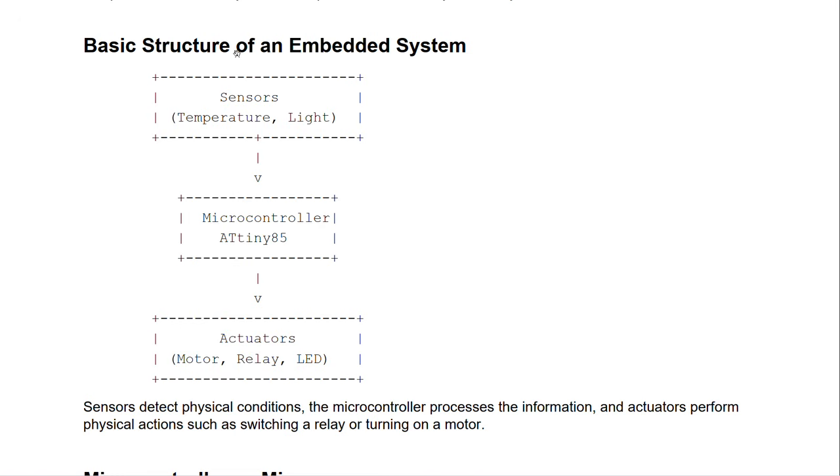So we have a basic structure of an embedded system. It's comprised of three major parts. I repeat, it's comprised of three major parts. So we have what we call the sensors.